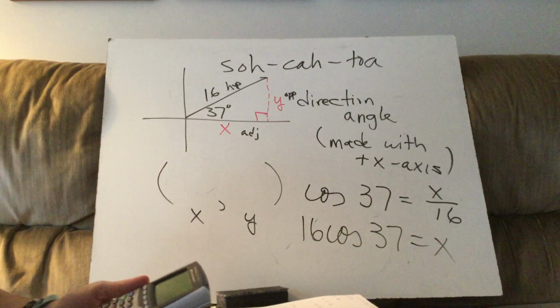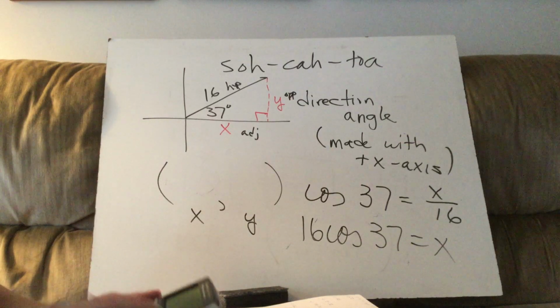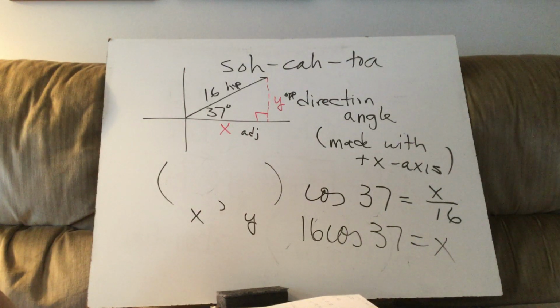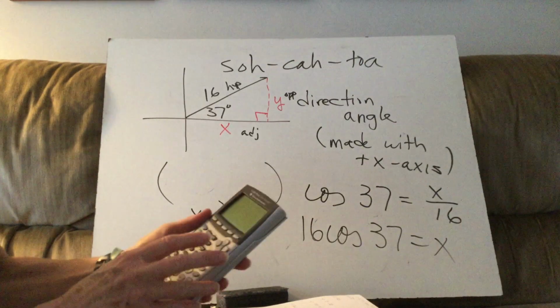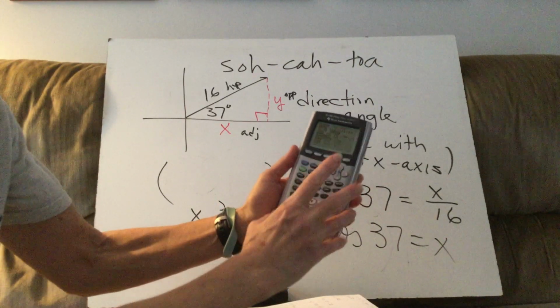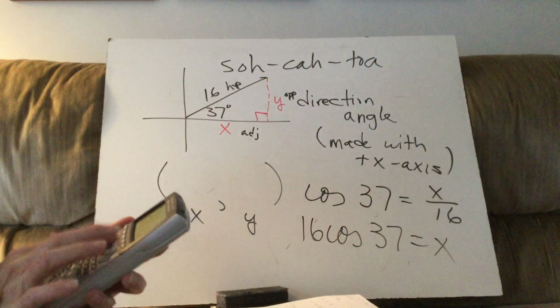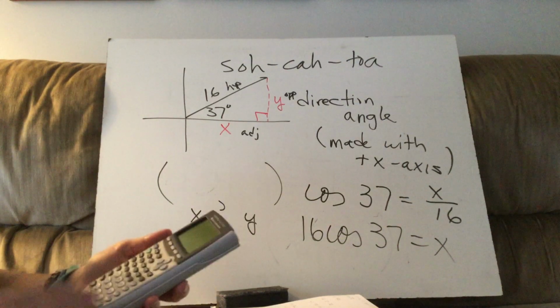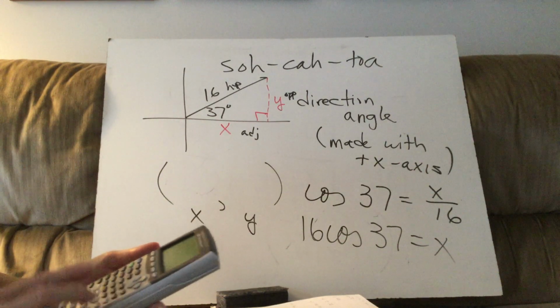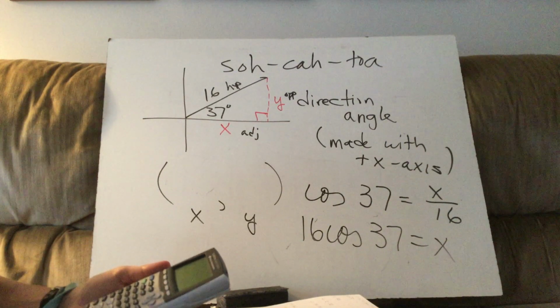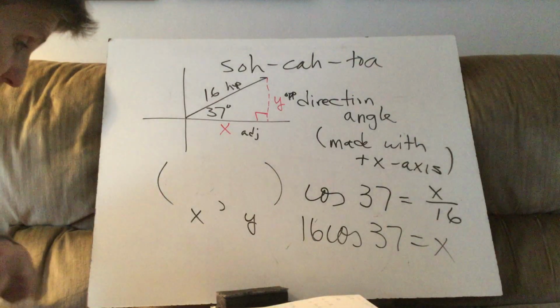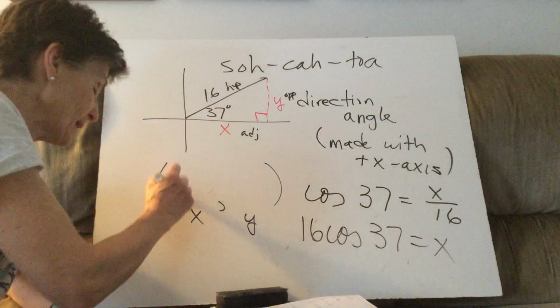So we'll get our calculator out. You shouldn't have an issue, but you might check the mode. Make sure you're in degrees, just to make sure. And then 16 cosine 37. So we'll round off to the nearest hundredth, so it's 12.78.